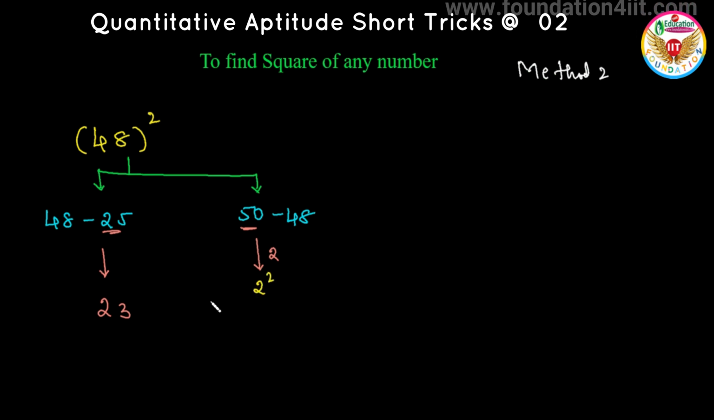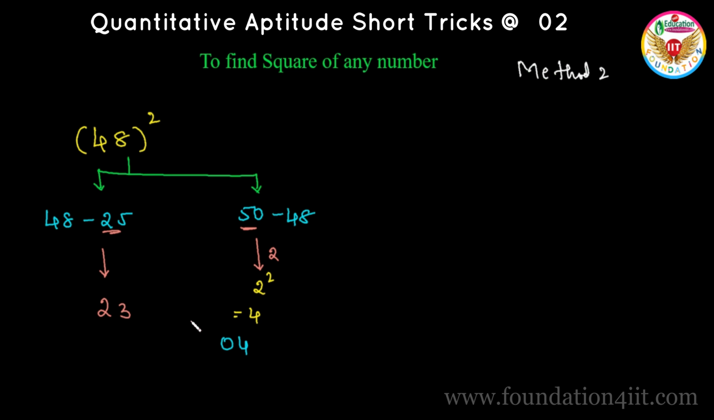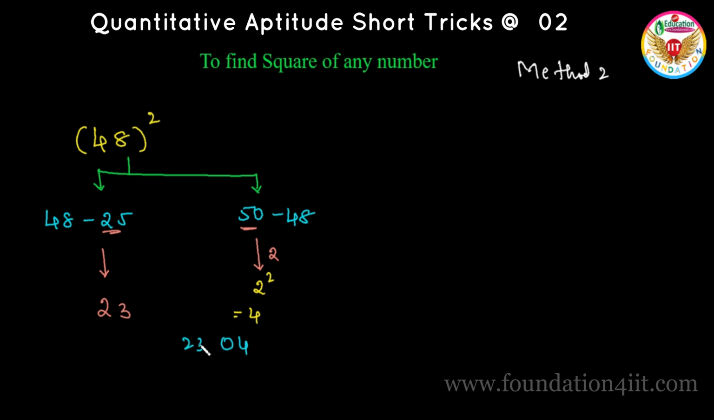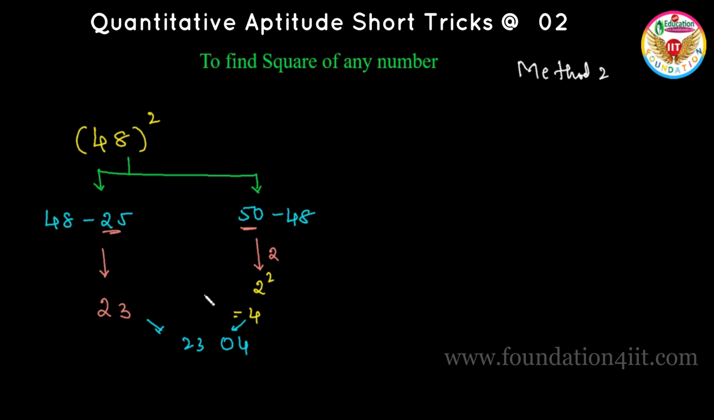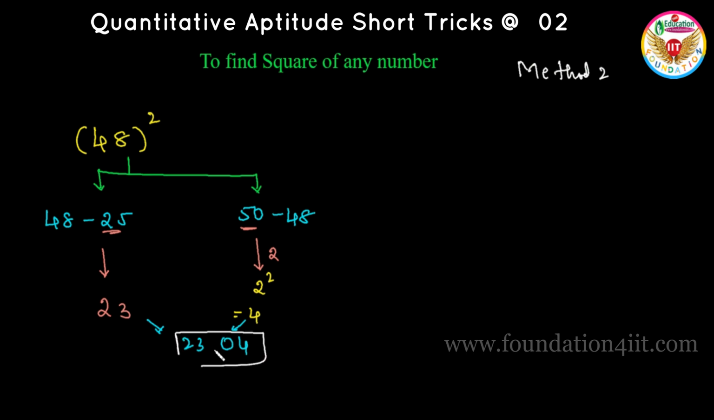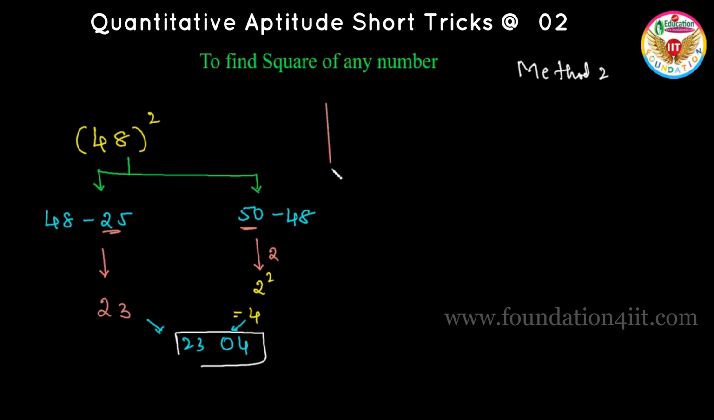We got 2, so 2 squared is 4. That means you take it as a 2-digit number, 0 and 4, because 23 is two digits. So from 4 you take 0, 4. So 2304 is the answer for 48 squared. Let me show you one more example. It will be clear for you.